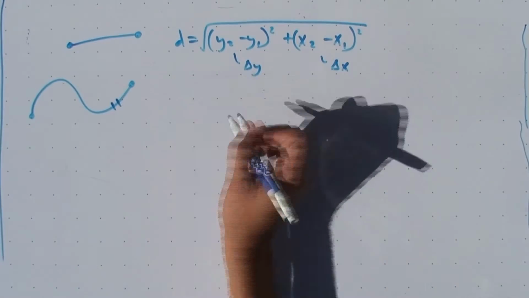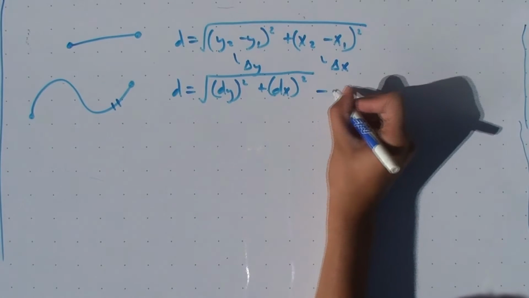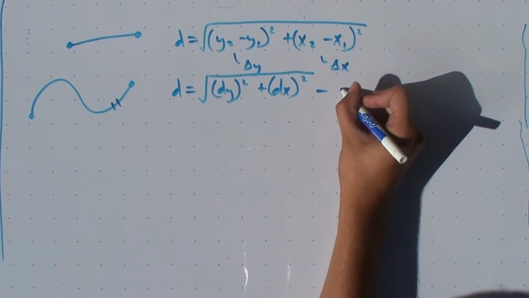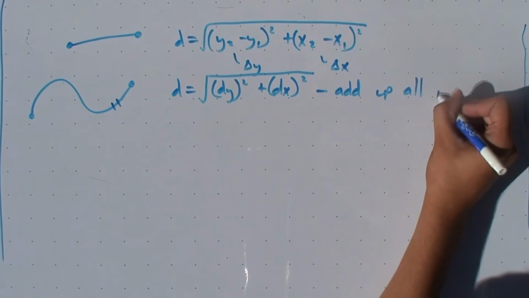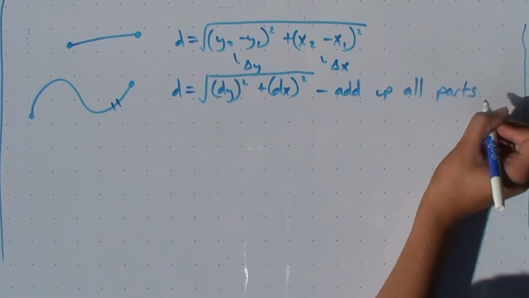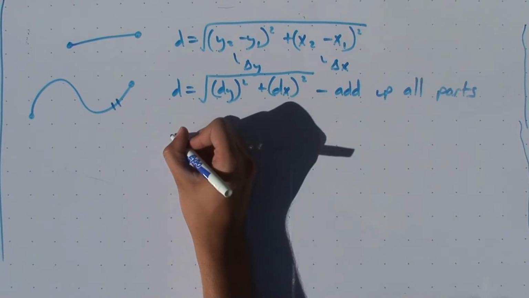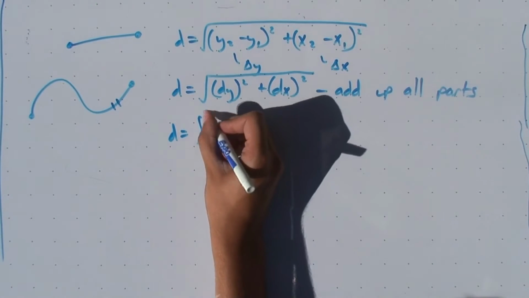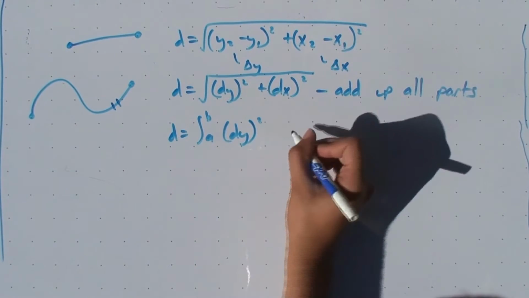If we're thinking in terms of calculus, we can replace those delta y's and delta x's with dy and dx. The dy and dx represent infinitesimally small parts on the curve. To add up all of those small parts, we need to take the integral. We take the integral from points A to B, any 2 points on the curve.